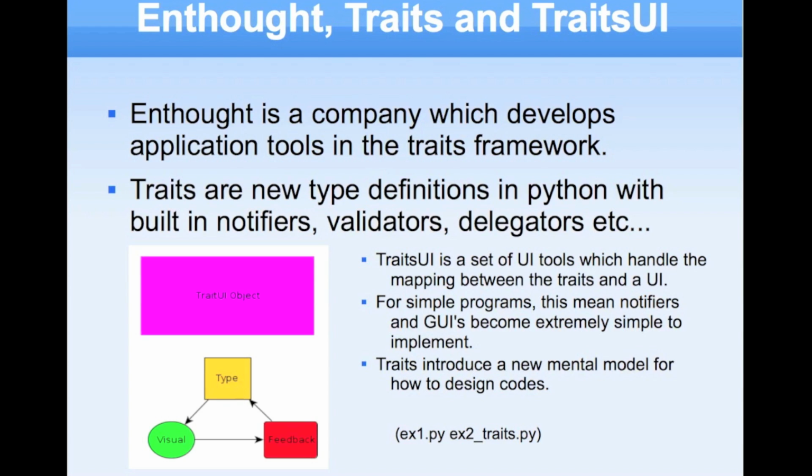And the key thing about traits variables is these GUI mappings and these feedback loops, which I showed were the things that make applications difficult to develop. These are built into the trait objects themselves. Essentially, you're not going to have to worry too much about the visual mapping or the feedback loops when you define traits, because traits have these functions built into them. I think this diagram here demonstrates what I'm talking about. Now, for simple programs, this means that you're going to get notifiers and GUIs more or less for free.